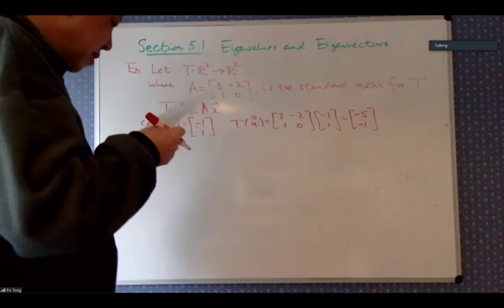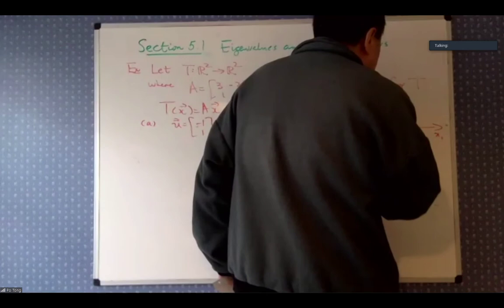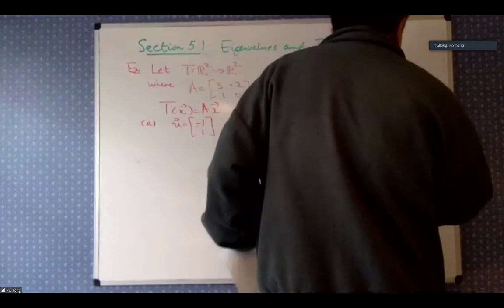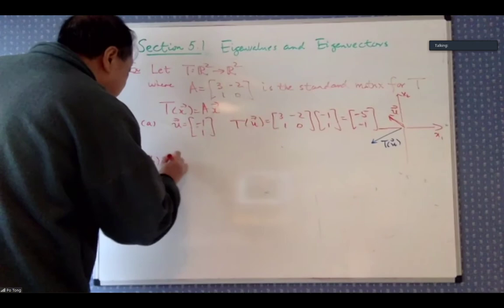Okay, so over here, if you look at the picture, if your original vector is minus 1, 1, this one is u. So T of u will be minus 5, minus 1. Okay. Now v is equal to 2, 1.